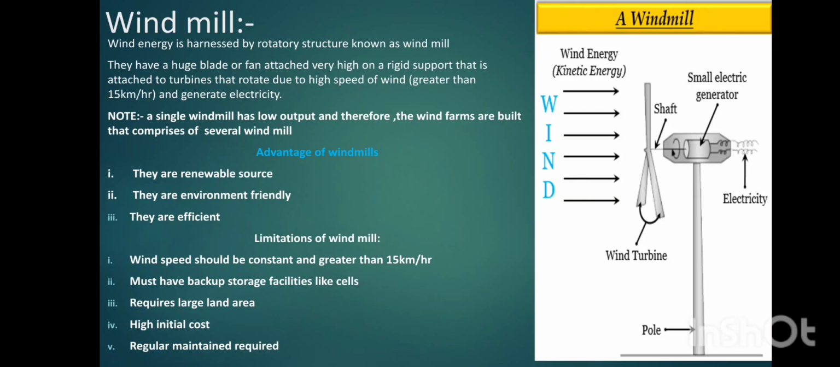Let's move to one of the important topics in this chapter, windmill. You can see the diagram at the right of it. So here you can see the three blades. Many of us have seen it in real life, which has a rigid support pole.